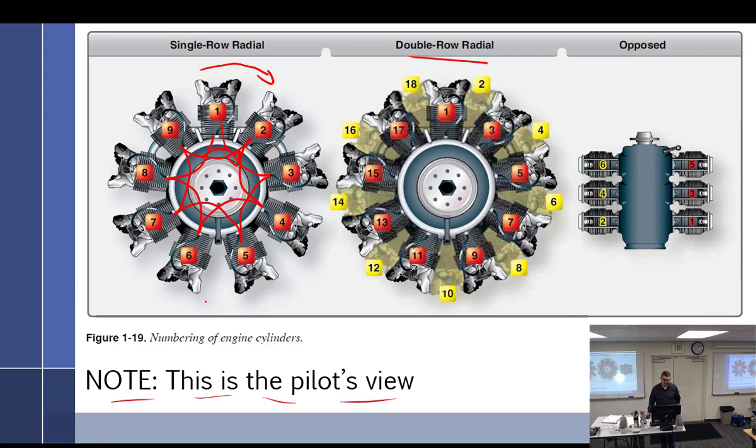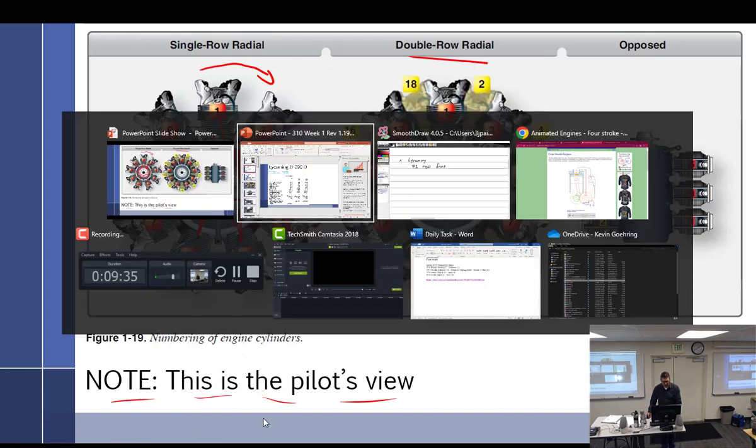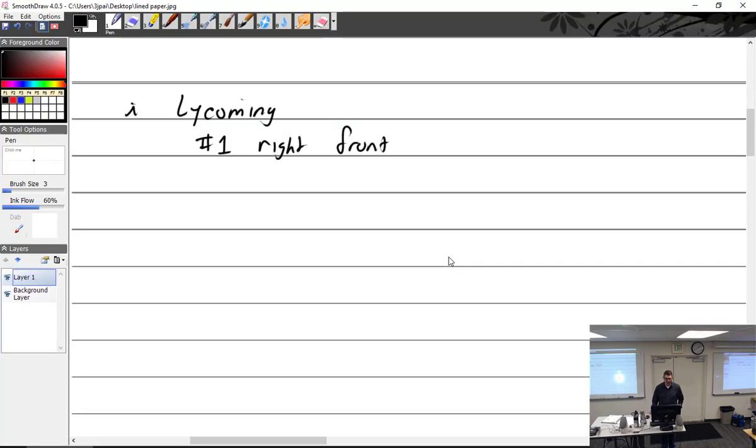Okay. Oh, I don't know next. Okay. Let's go back to that. Okay, so Lycoming is in the front. We'll just do this. A Continental. Number 1 is right rear. Let's see, what should we do? We'll do this, radial engine.